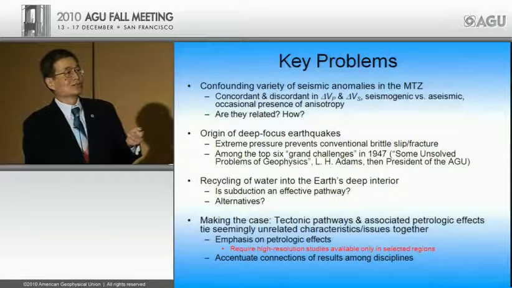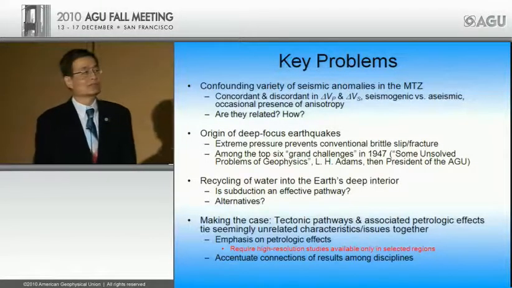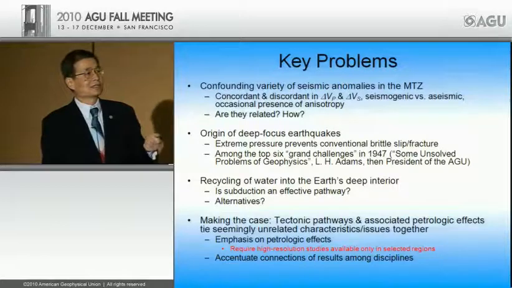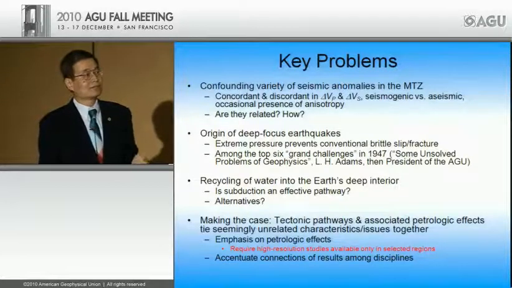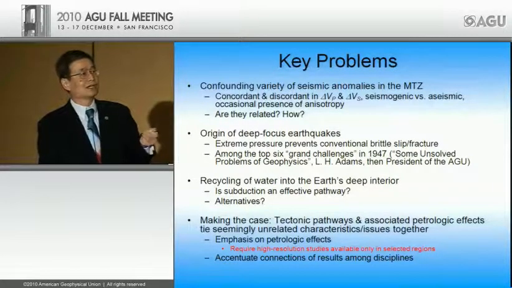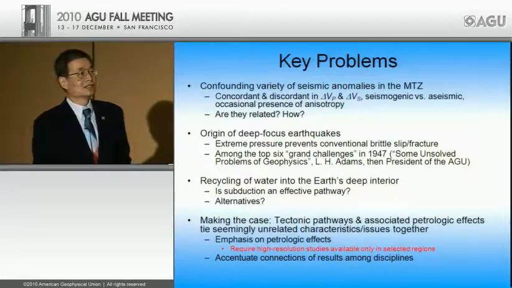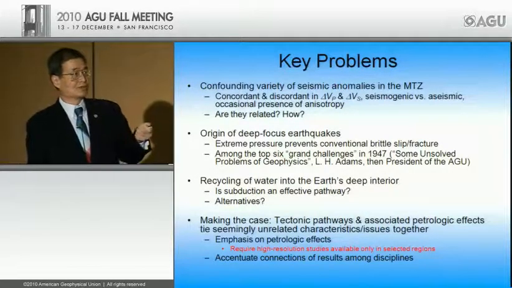I would also like to say a few words about how water is recycled into the Earth's deep interior. The obvious pathway is subduction, but is it very effective? And are there any alternatives to bring water into the deep mantle?